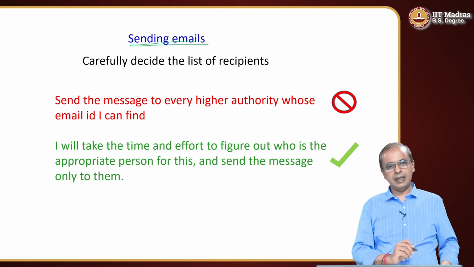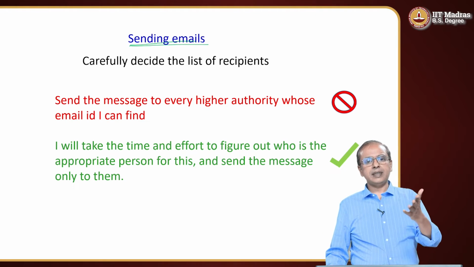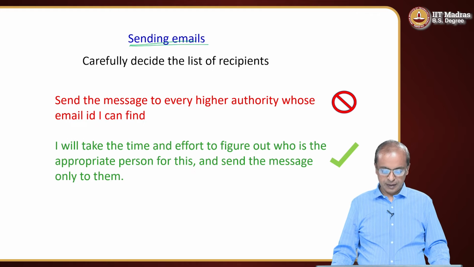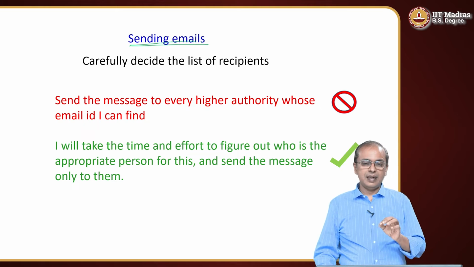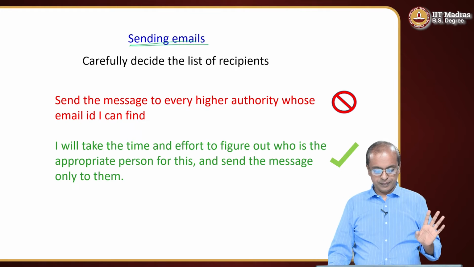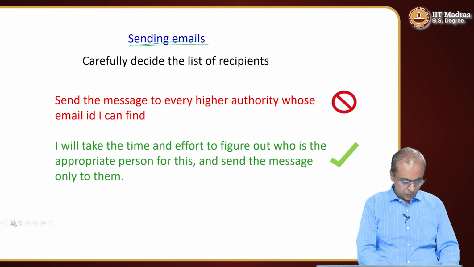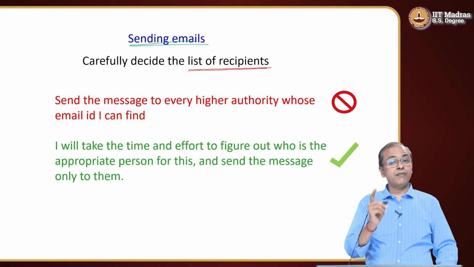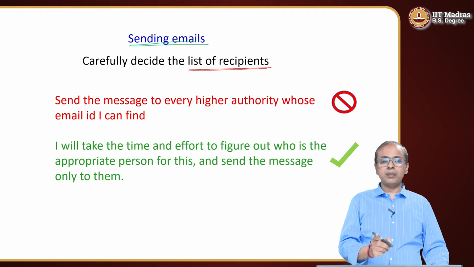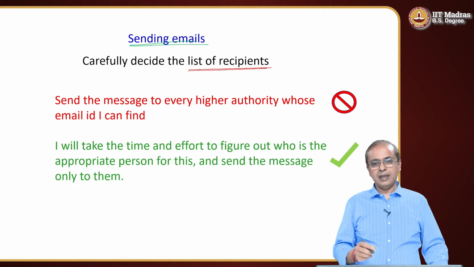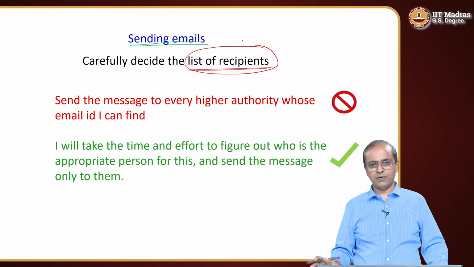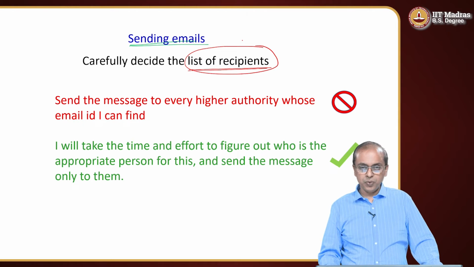Sending emails. As I said, in official communication, often we are using email. Email is a very significant way of sending messages in a professional setting, and so all the more we have to be thoughtful about what we are doing here and what we are not doing. Okay. So, the very first thing that you have to do is to decide on the list of recipients. This is very important. It says a lot about you and your judgment. Just the list of recipients that you have used for a message conveys a lot about you and your judgment.